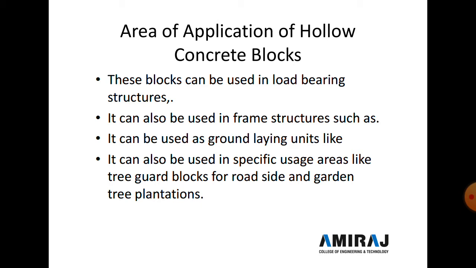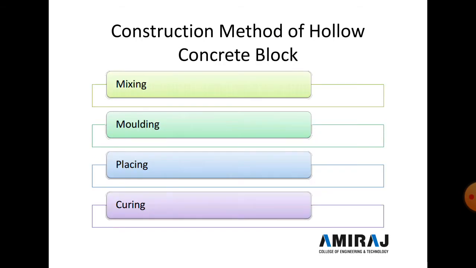So that is the area of hollow concrete block production. Now, the construction method of the hollow concrete block. Here the methodology is divided into four main parts. First is mixing, second is molding, third one is placing, and fourth one is curing. So one by one we discuss.